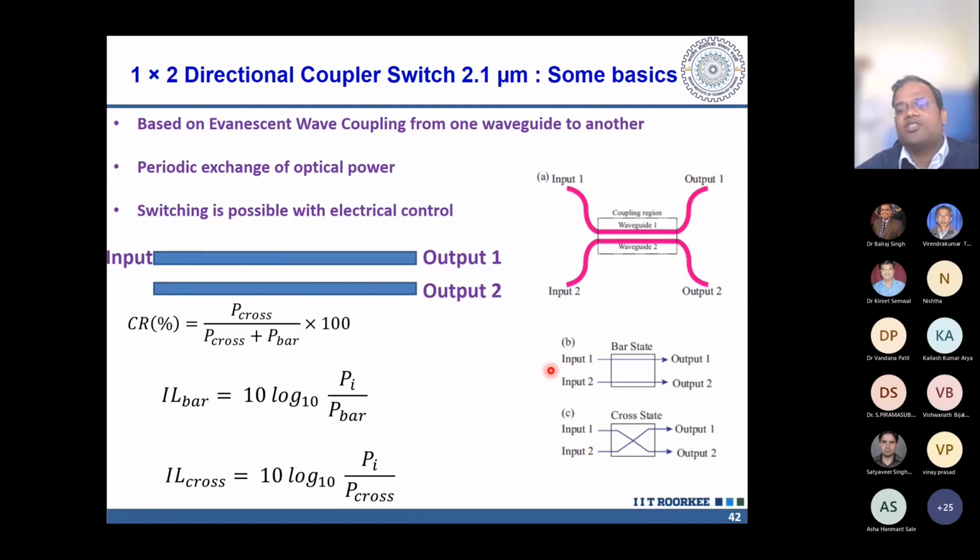Okay, when it goes straight, then we call the bar, and when it crosses to another output, then this is called the cross state. And there are parameters such as the contrast ratio, insertion loss, that you have to look for these kind of switches also.